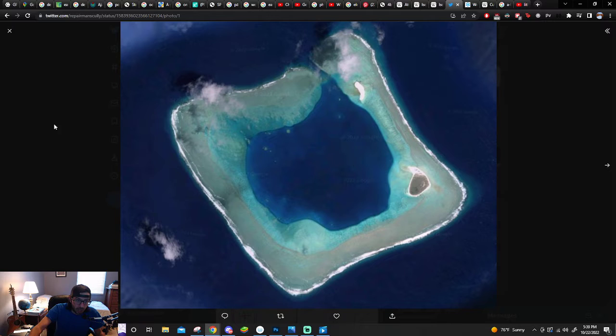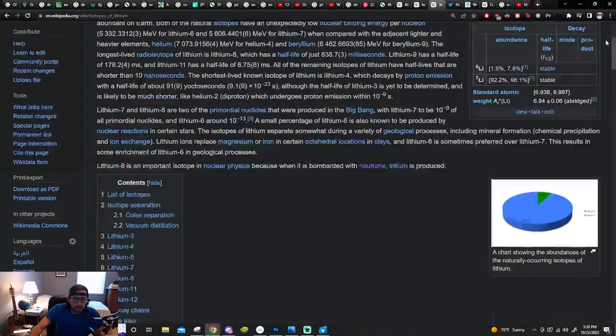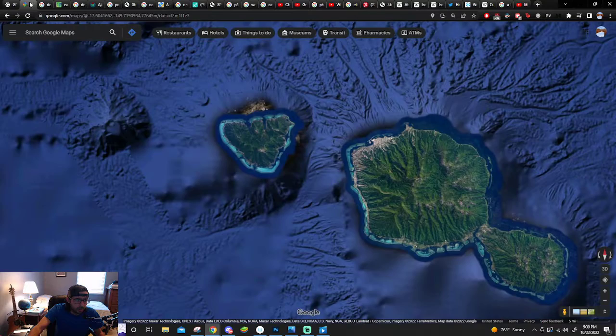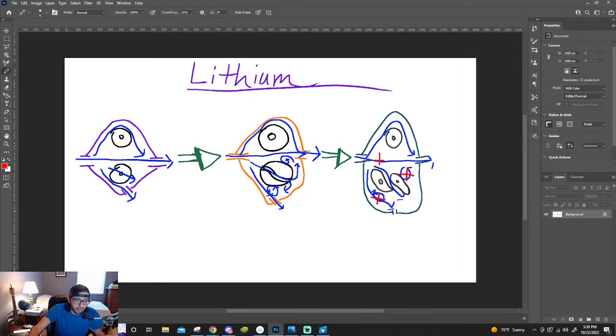So, I've been looking around. I was reading through lithium isotopes, started looking around. Then at some point, I went back to the map to kind of get an idea. Because essentially, last I talked about was this kind of thing.